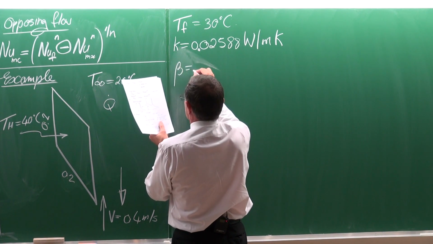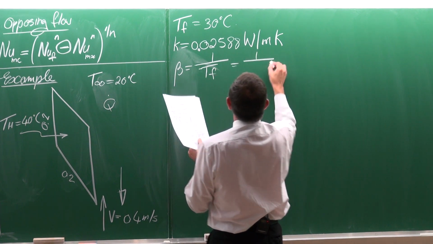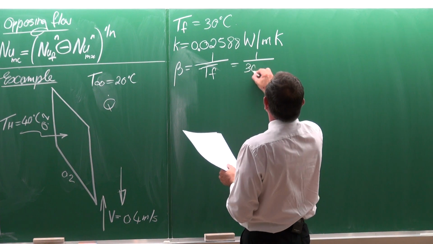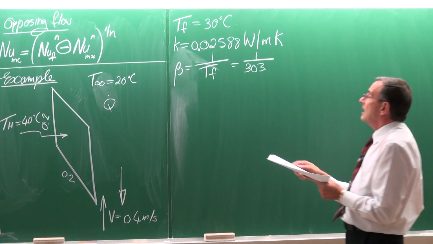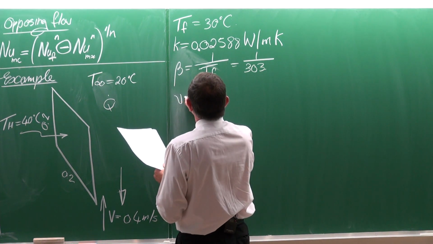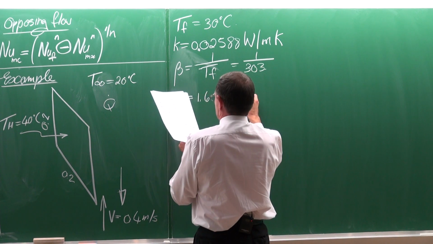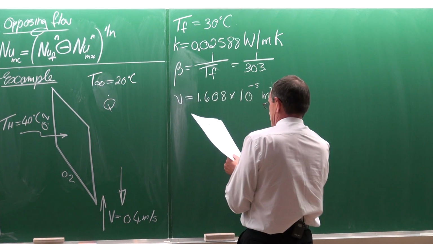Beta is equal to 1 divided by T_F, and that is 1 divided by 273 plus 30, so it is 1 divided by 303. And the kinematic viscosity is 1.608 multiplied by 10 to the minus 5 square meters per second.